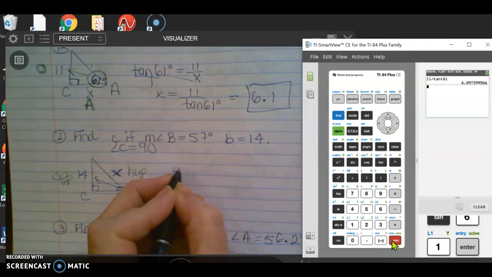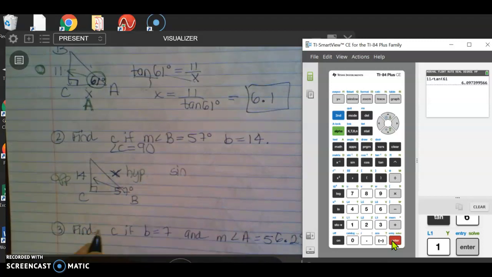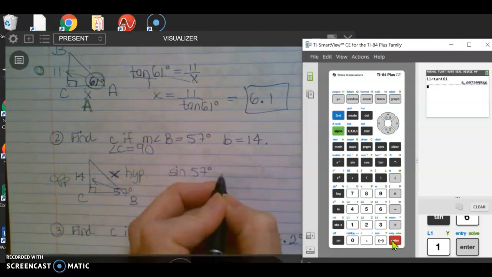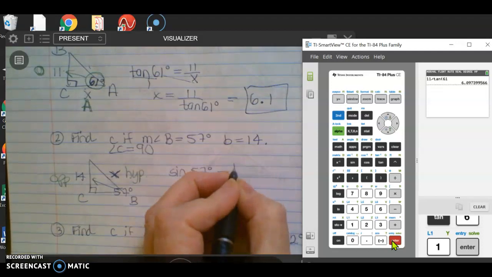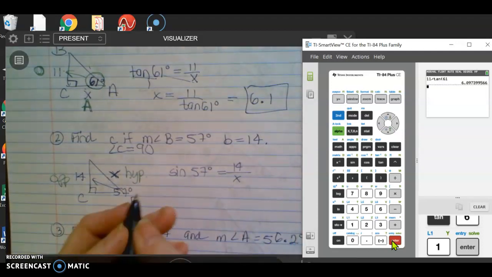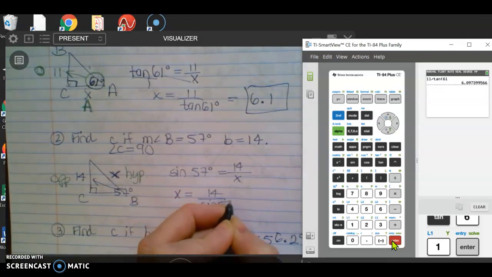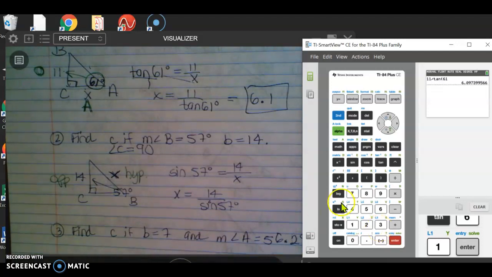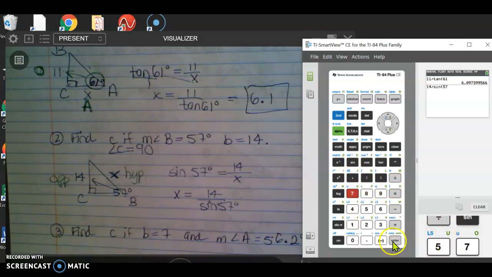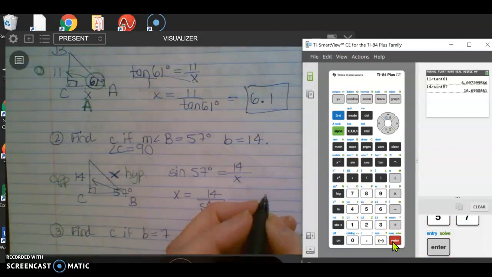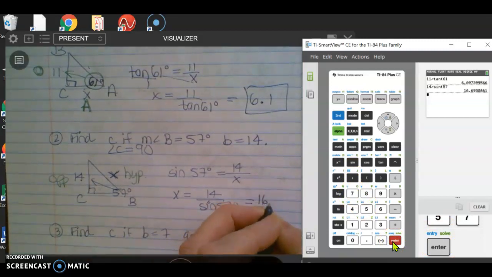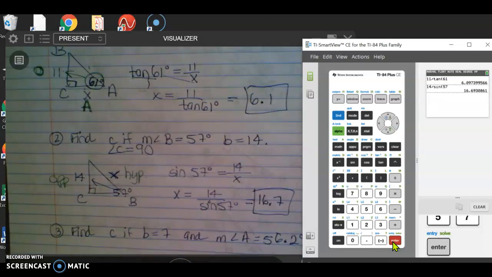The trig function we're going to use for that one is sine of 57 degrees is equal to 14 over hypotenuse. So x is going to equal 14 divided by sine of 57 degrees. So 14 divided by sine of 57. And I got x is equal to 16.7. So that's the length of that side.